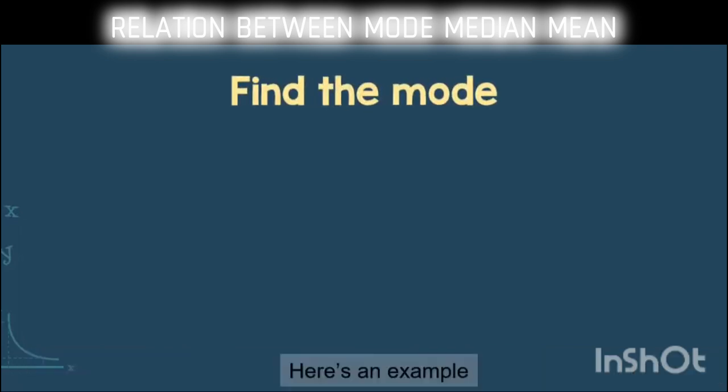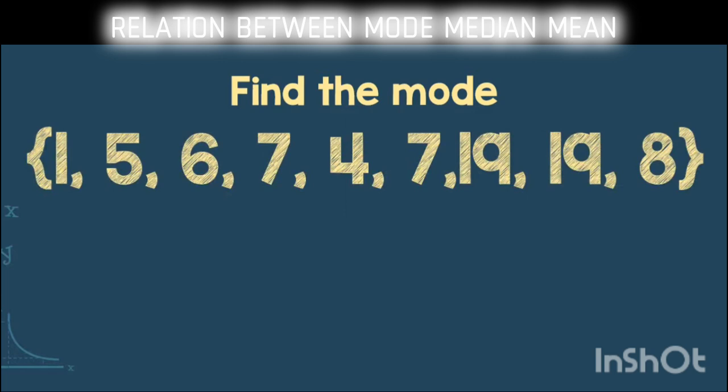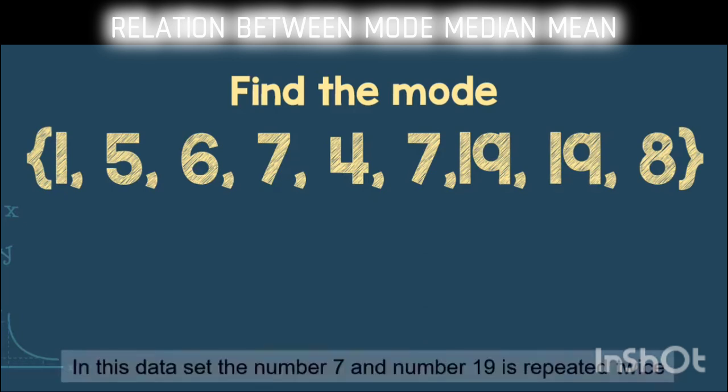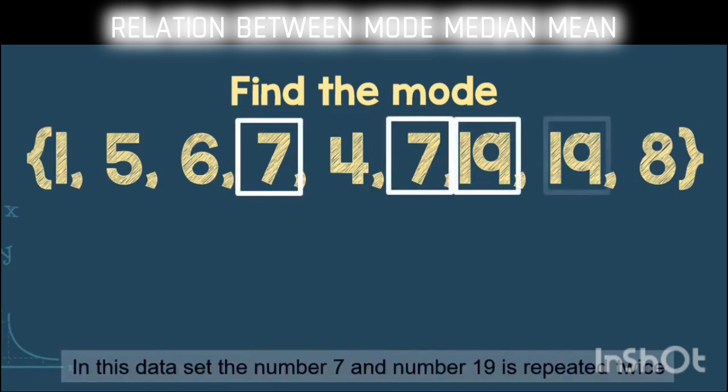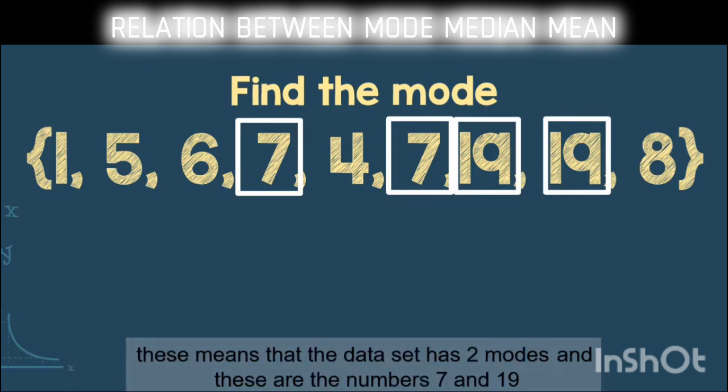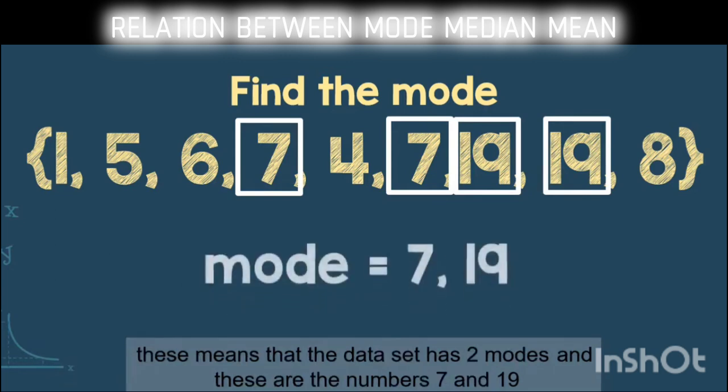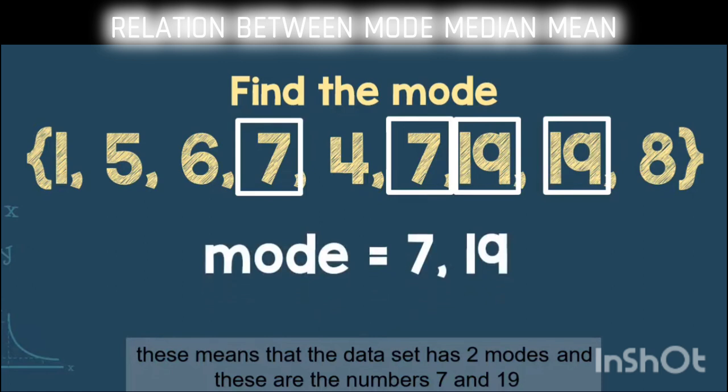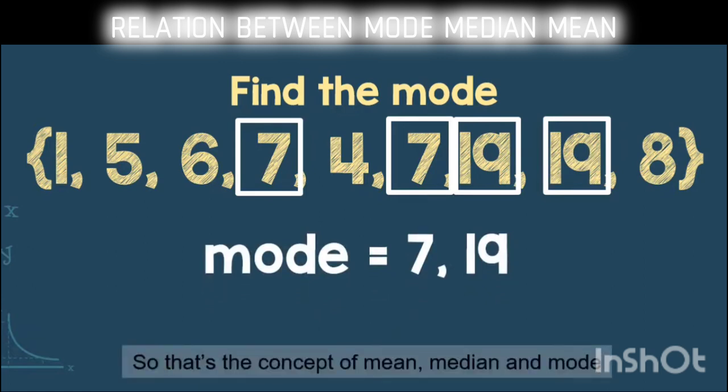But did you know that there are datasets that have more than one mode? Here's an example. 1, 5, 6, 7, 4, 7, 19, 19, 8. In this dataset, the number 7 and number 19 are repeated twice. This means that the dataset has two modes, and these are the numbers 7 and 19. So that's the concept of mean, median, and mode.